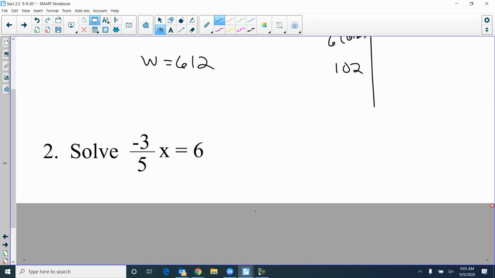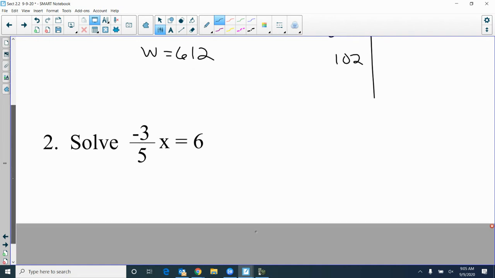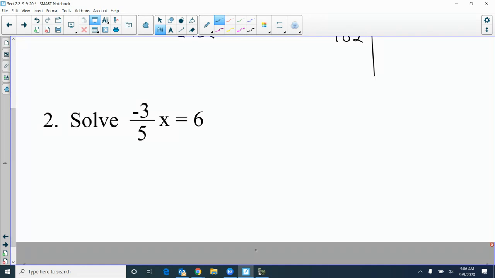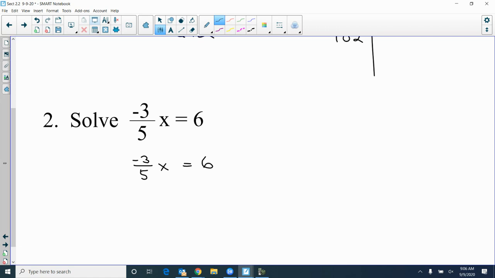All right, what about negative 3/5 x? This one's important. I'd like to have a little bit more room, so I'm going to put it over here. Negative 3/5 x equals 6. All right, what should I multiply by on this one? Okay, so if you've got a fraction, flip it, multiply by the reciprocal. And that's called the reciprocal. Christian, what should I multiply by? 5/3. Okay, go ahead and do that in your calculator.